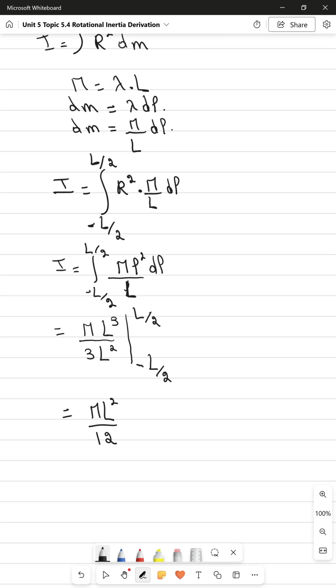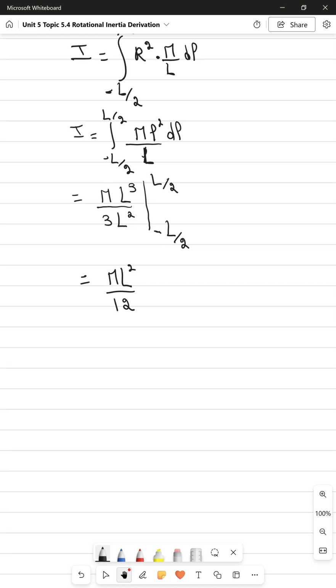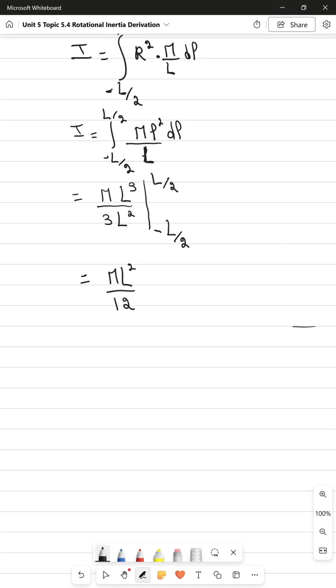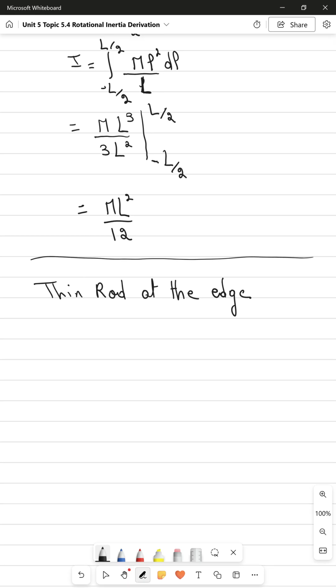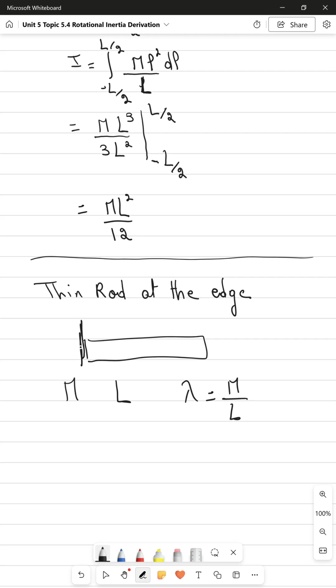Okay, right now we are going to go over the thin rod at the edge. This is the one that we derived using the parallel axis theorem. So again, it's going to be a thin rod of mass m, length L, and uniform mass density lambda equals m over L. But I want to find I from here. So it's going to be from 0 to L.